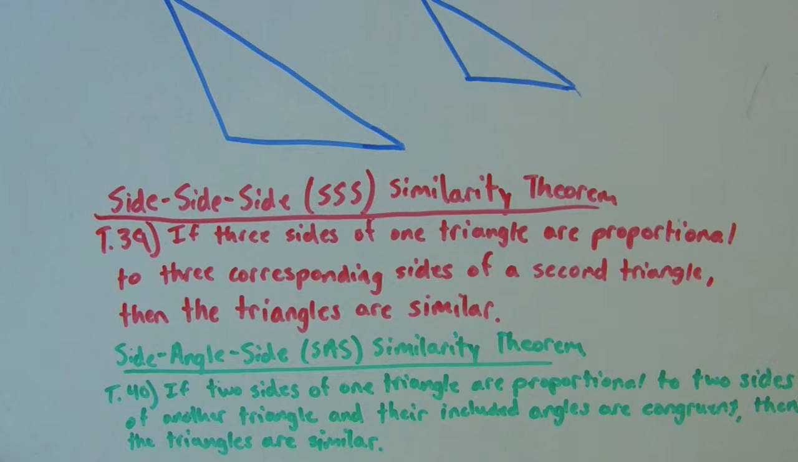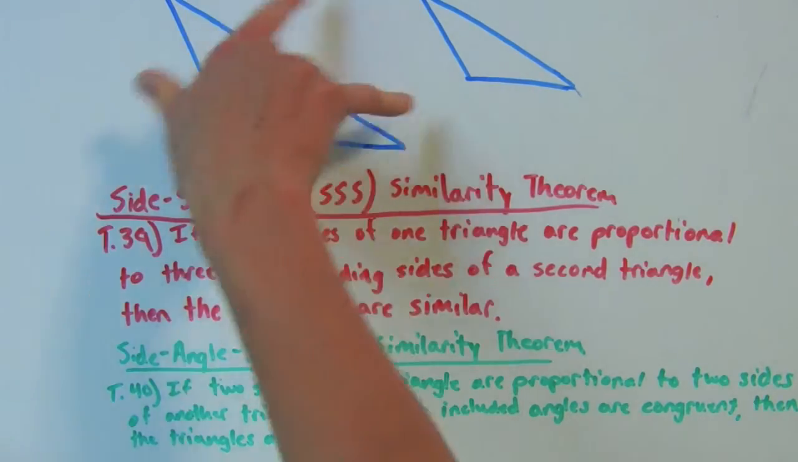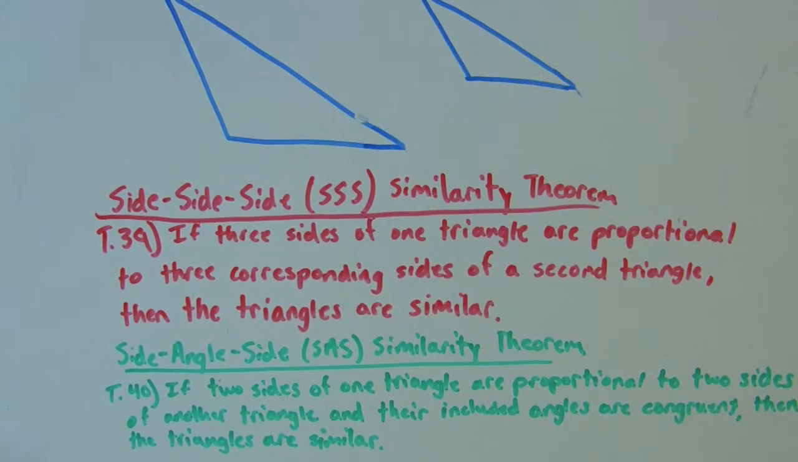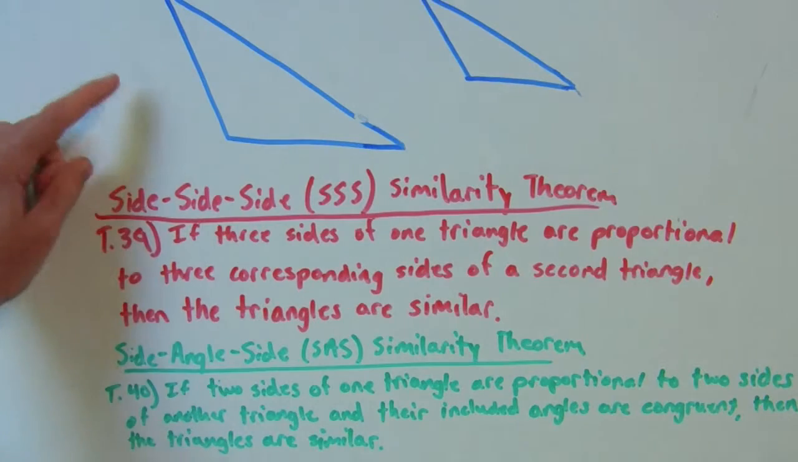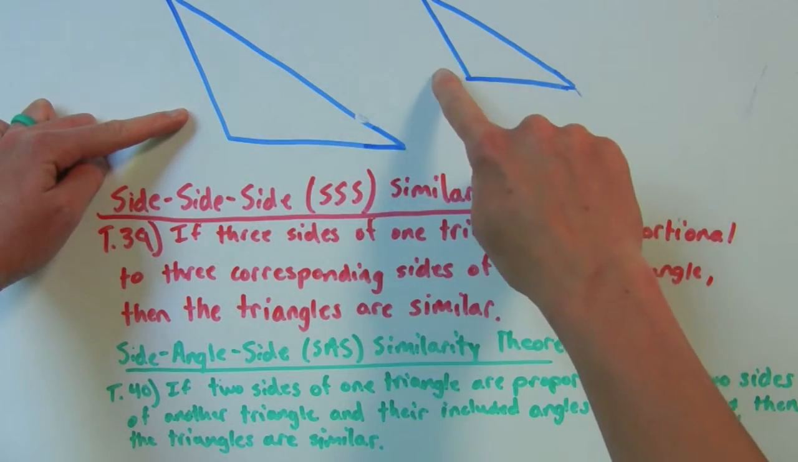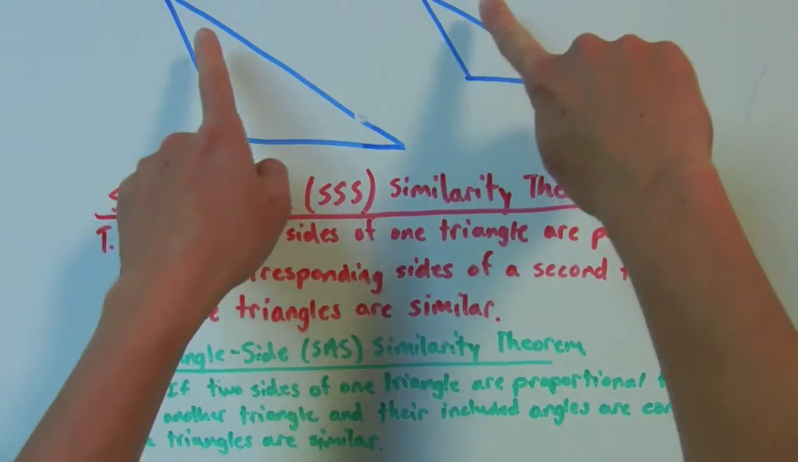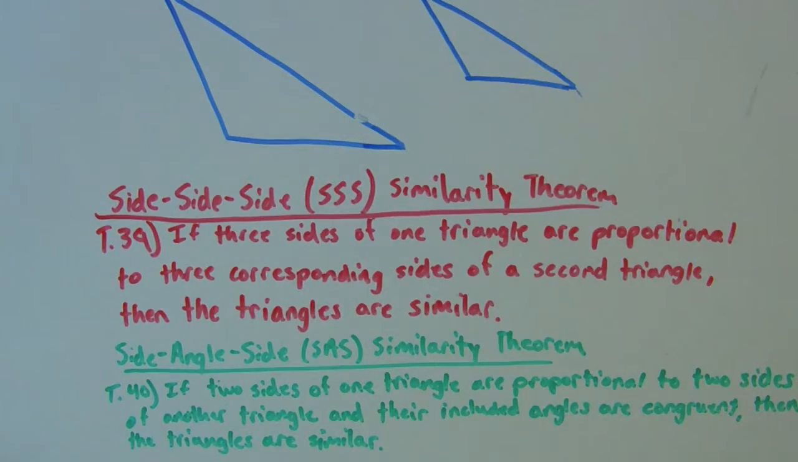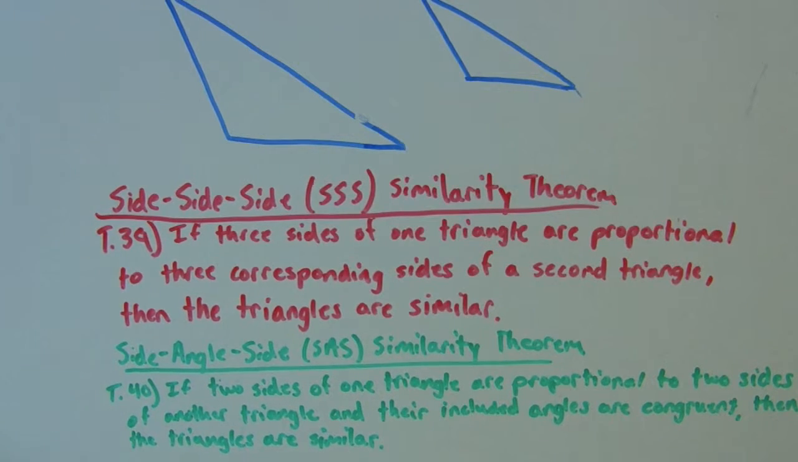The side-angle-side, SAS similarity theorem, T40 in our case, says that if two sides of one triangle are proportional to two sides of another triangle, and their included angles are congruent, then the triangles are similar. The included angle is the angle that is between the sides that are proportional. If we're using this side and this side proportional to this side and this side, then the included angles would be right there. And if those included angles are congruent, then the triangles are similar.